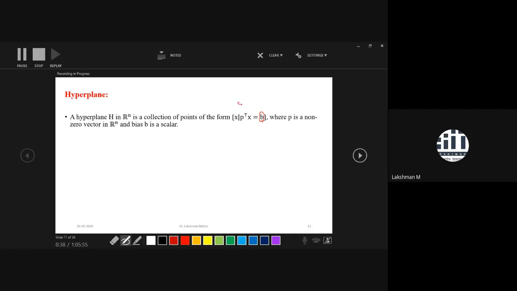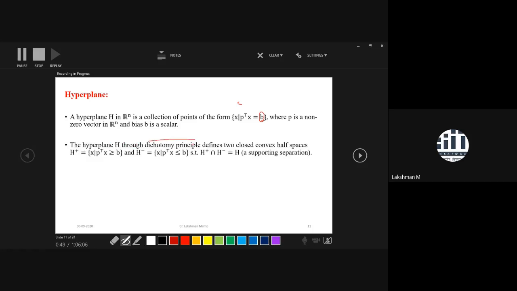So you can say it this way. I have written everything here. If you apply the principle of dichotomy, you can say that this hyperplane defines two closed convex half spaces. One is H plus, that means the set of x such that p transpose x is greater than or equal to b. Another one is H minus, the lower half space. So these are two closed convex half spaces. And also we observe that if you take the intersection of H plus with H minus, you will get H. Here the supporting separation is happening if you define H plus and H minus.